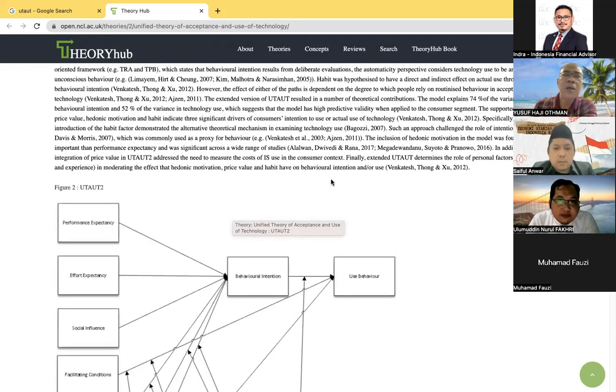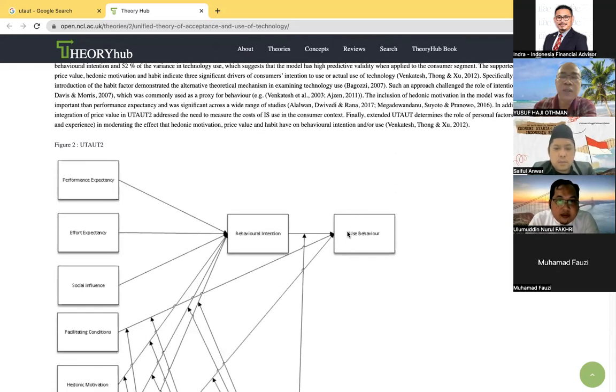How do you choose the articles? You just look at use behavior. You copy use behavior into Google Scholar and see. There will be many articles that have studied the influence of various variables on the use behavior. Use behavior represents the usage of fintech in various environments.